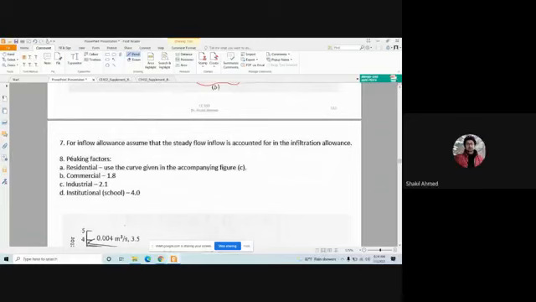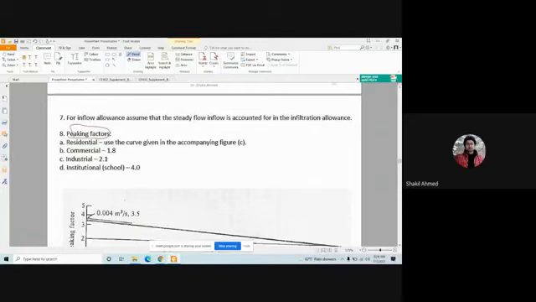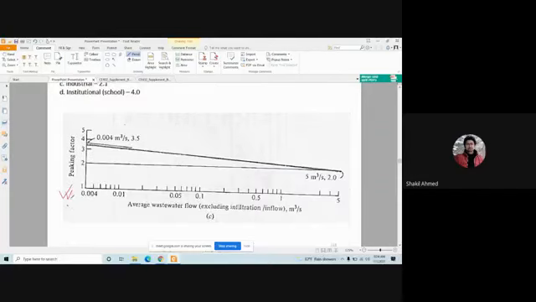Now peaking factor. How do you estimate peaking factor? For residential area, use the curve given in the accompanying figure. Use this figure. If you have a residential area with discharge equal to 0.1, then go to this figure, and your peaking factor will be 2.9. Okay. By the way, the graph here is this. This is your graph, not this one. This is not the graph. This is the graph. Okay. Yes, sir.